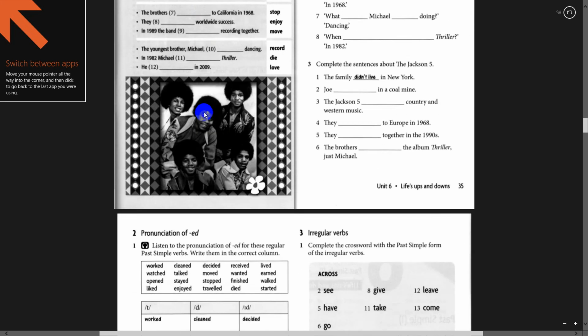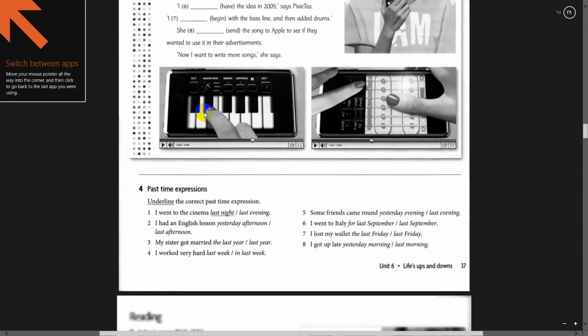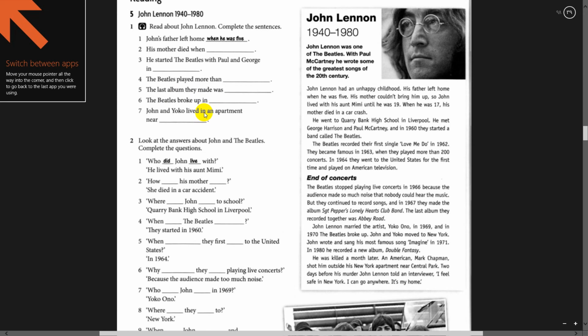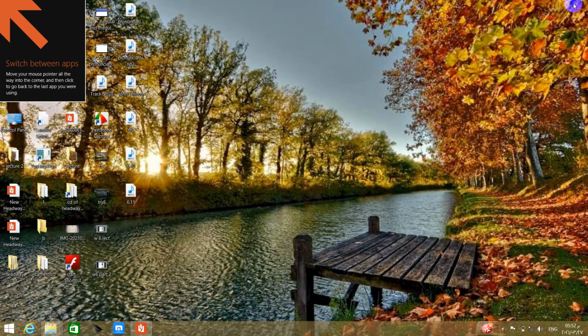sorry, John Lennon. This is John Lennon. I want you to listen to this tape script carefully, and then I want you to fill this blank. Okay, listen please.